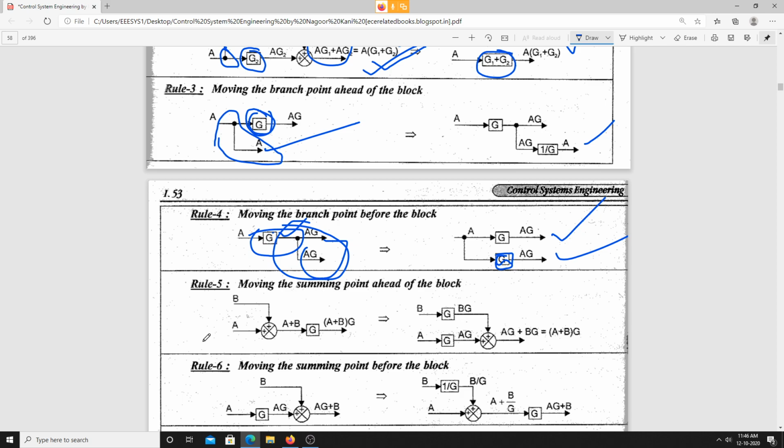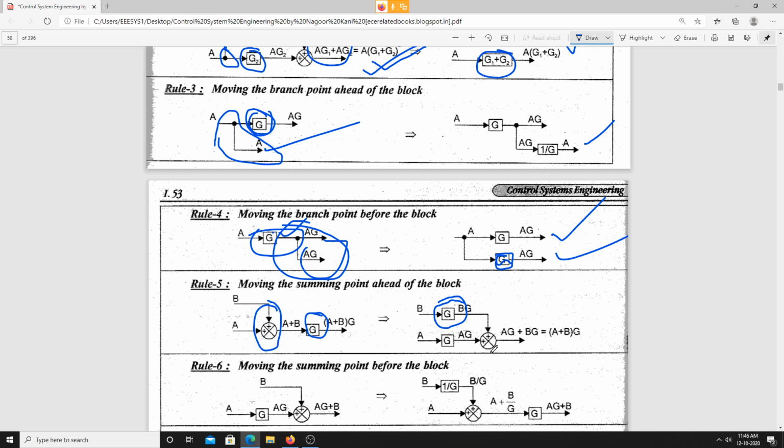Now this is important: moving the summing point ahead of the block. This is the summing point, and I am supposed to move it ahead of this block. This summing point does not have any effect of this G. Is it clear? If I move this summing point ahead of this one, I have to introduce a functional block G here. So finally I get BG and AG.